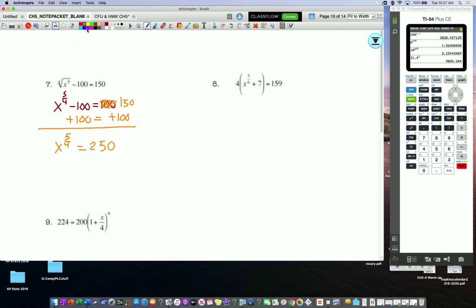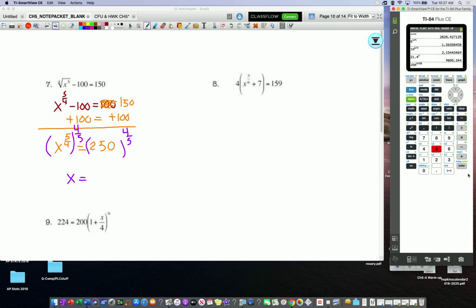Raise it to the 4/5 power. So x equals 250 raised to the 4 divided by 5 power. So 82.861.